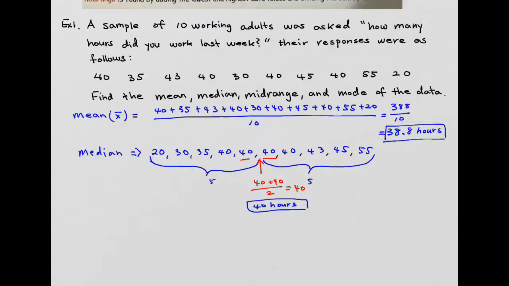What about mid-range? How do we find mid-range? For mid-range, you're going to add the smallest number plus the largest number and divide by 2, which is going to be about 37.5.